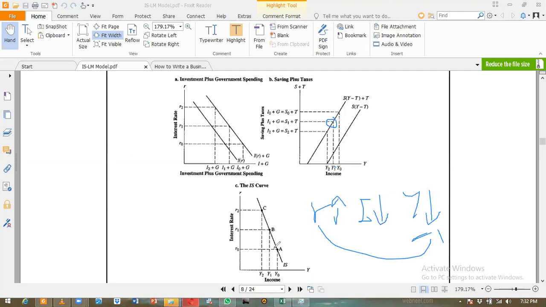When you come to the IS curve, this was R0 and Y was Y0. With an increase in interest rate, there was a fall in Y. So they move in opposite directions.